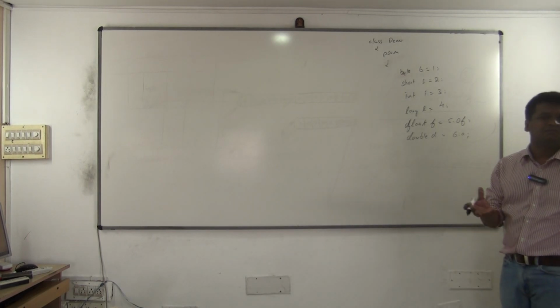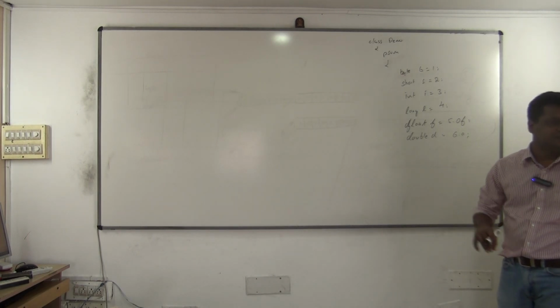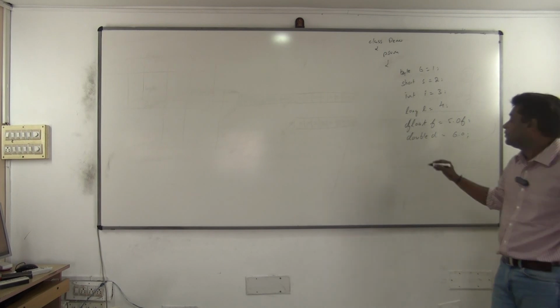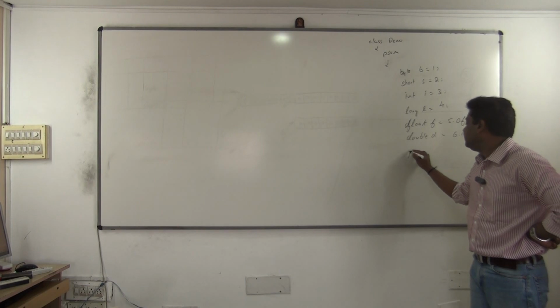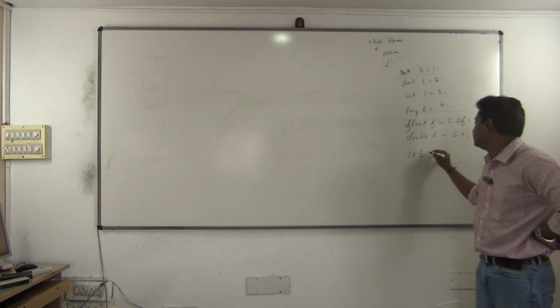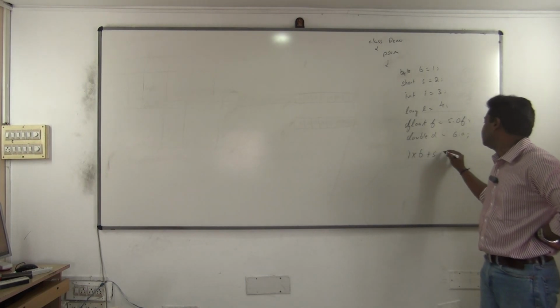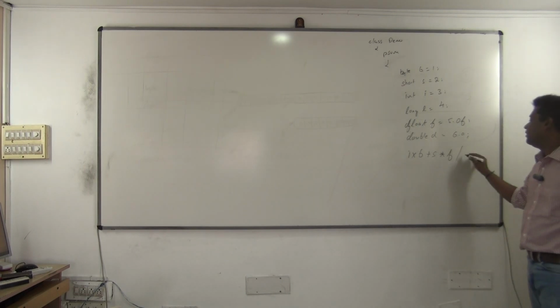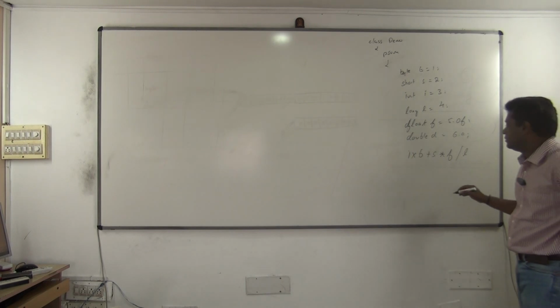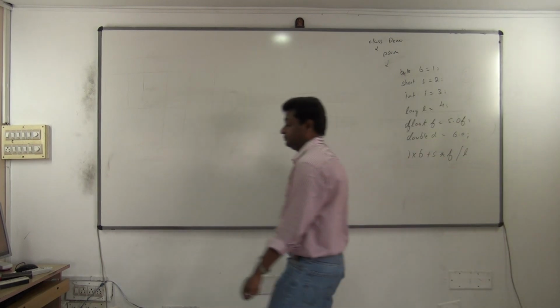So I want to do some mathematical operation now. Let's find out what is the result you get. Clear? So I'll write something like int into byte plus short multiplied with float divided by long, second.